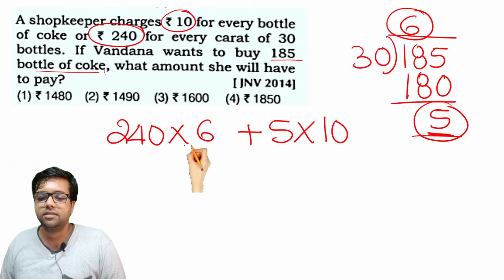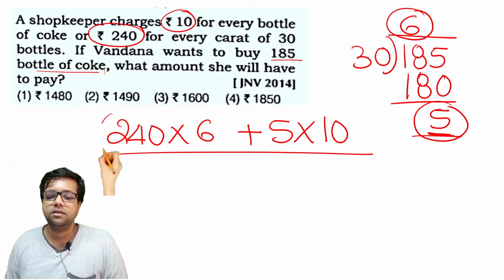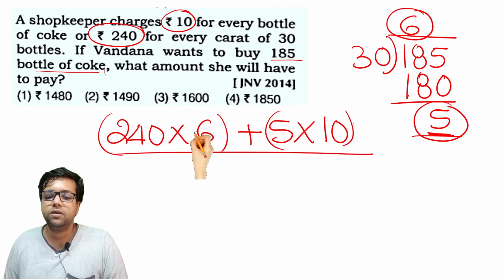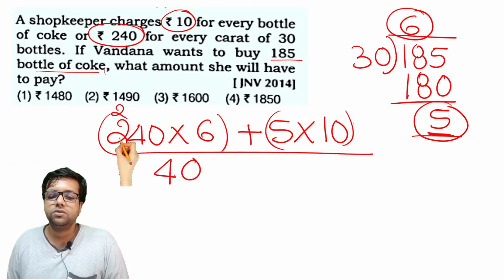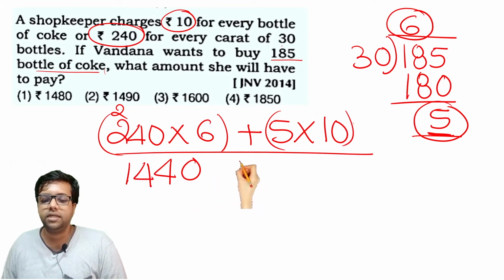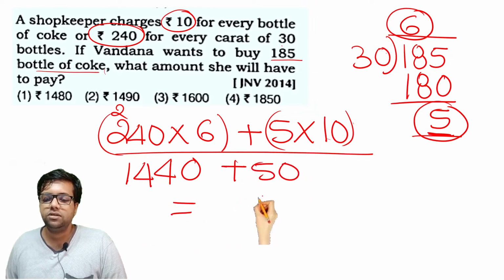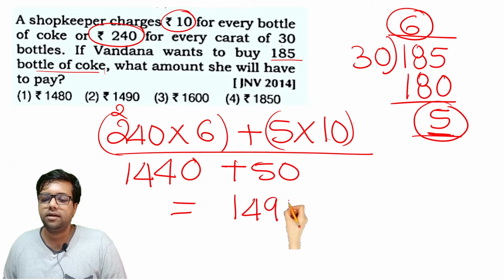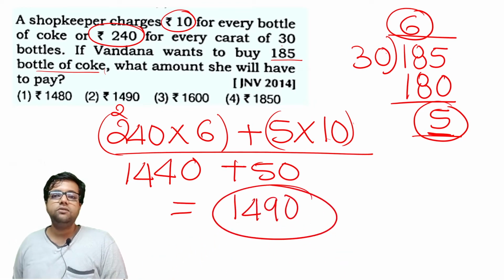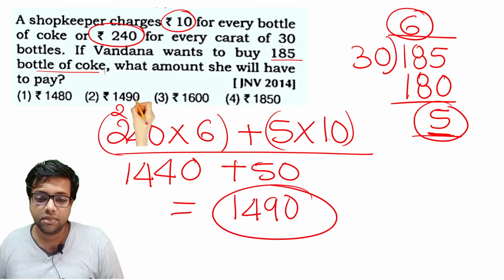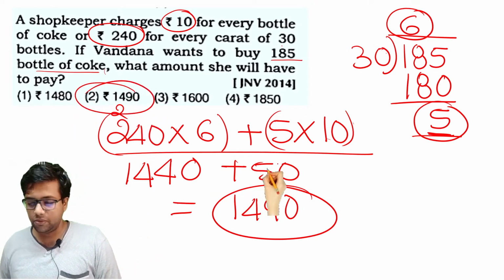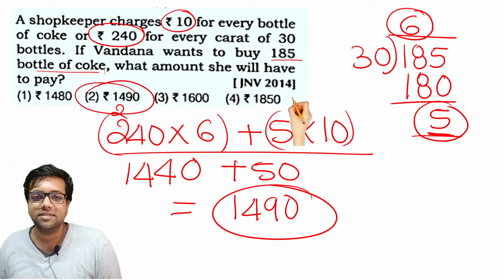Okay, let us do the math. So first multiply, you know the BODMAS rule. 6 zeros are 0, 6 fours are 24, 6 twos are 12 plus 2 is 14, so 1440. Plus 5 tens is 50. So if you add both of these, you will get 1490. How to add them, you will have to do it by yourself. Option 2 is your right answer.